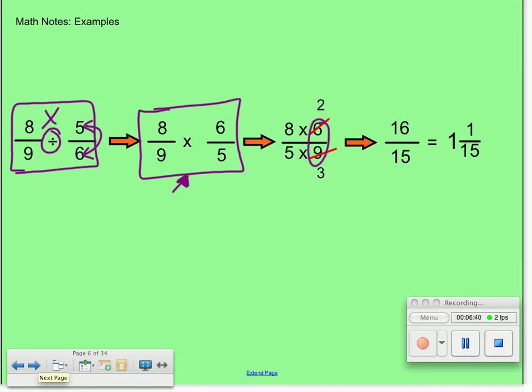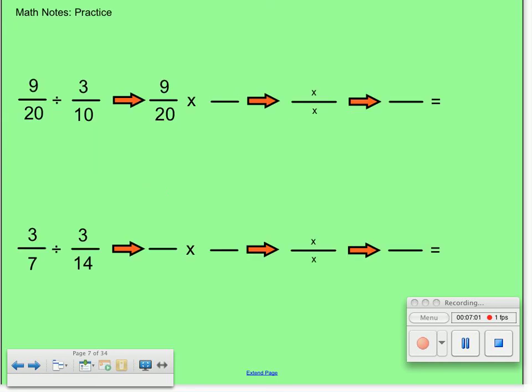We then take a look and we can see that 6 and 9 have a common factor of 3, and then we divide, and then we have 8 times 2, which gives us 16, 5 times 3, which gives us 15. We have our answer here, and because it's an improper fraction, we're also going to turn that into a mixed number. So this is our answer. Okay, so the next 2 you're going to do on your own in your math notes.